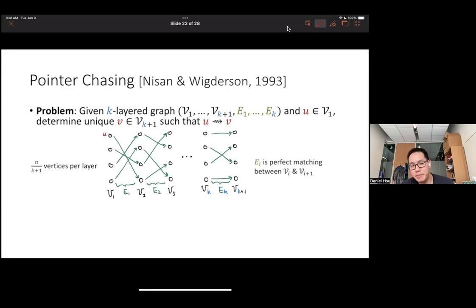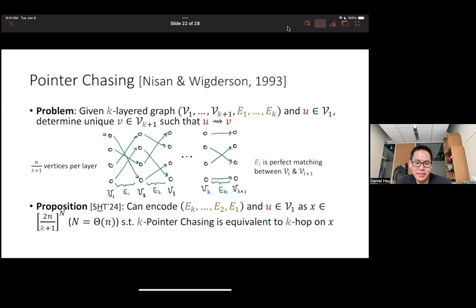The pointer chasing problem is parameterized by K here. You're given a K layered graph. In this graph, you have K plus 1 collections of vertices, each of exactly the same size, so N over K plus 1 vertices per layer. The edge sets are between consecutive layers. E_i will be a perfect matching between vertex set i and vertex set i plus 1. So you have this so-called layered graph. The problem is you're given some vertex in the first layer, and you want to figure out which vertex it's connected to in the last layer. Since this is a perfect matching between consecutive layers, there is exactly one path from any vertex in D1 to a vertex in D K plus 1. Your job is to figure out, in fact the way it's usually written is just to determine if it's an even or odd vertex in layer K plus 1.